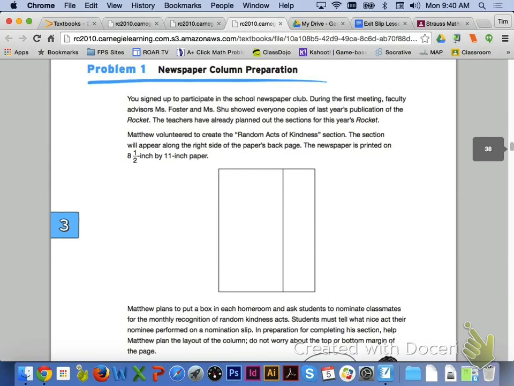Let's take a look at problem 1 on page 130, newspaper column preparation. It says that you signed up to participate in the school newspaper club. During the first meeting, faculty advisors Miss Foster and Miss Shu showed everyone copies of last year's publication of the Rocket. The teachers have already planned out the sections for this year's Rocket. Matthew volunteered to create the Random Acts of Kindness section. The section will appear along the right side of the paper's back page. The newspaper is printed on 8.5 by 11-inch paper.